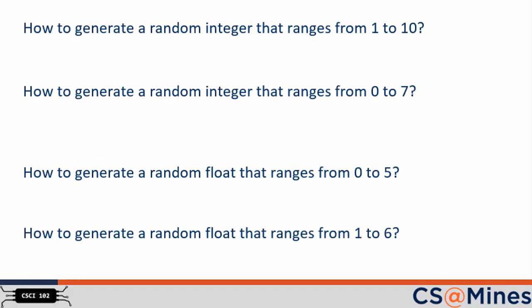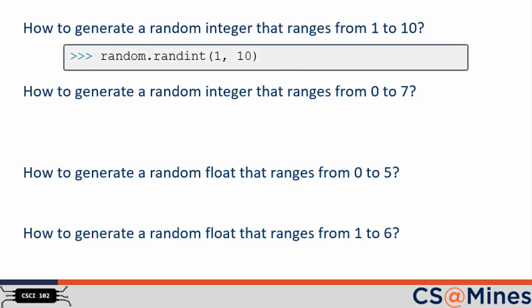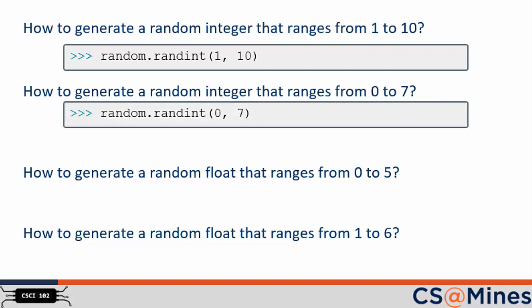Let's consider a few more examples. How do we generate an integer that ranges from 1 to 10? This example is a direct application of the randint function. How do we generate an integer that ranges from 0 to 7? Once again, we do this via the randint function. The next one is a bit more complicated.